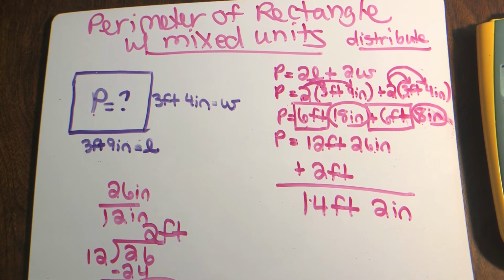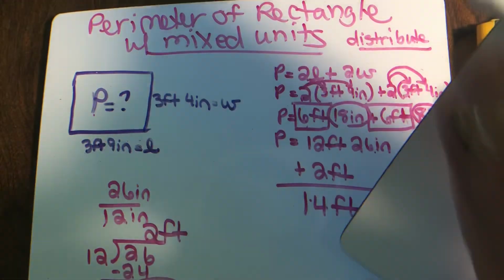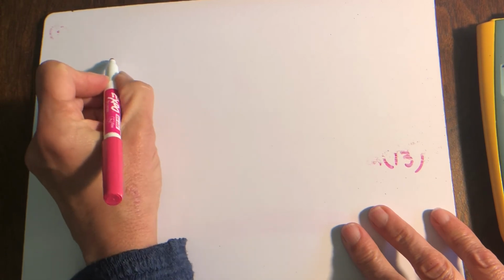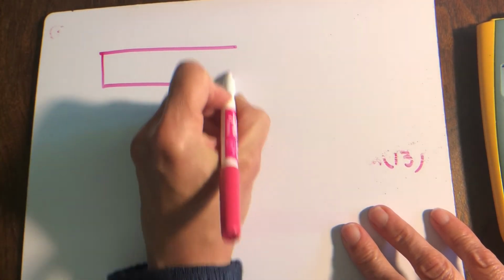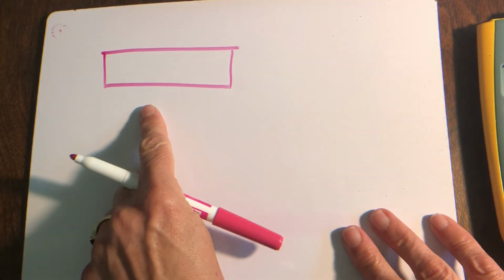Let's see if we can work one more like that so that you've got another one to work from. Okay, so say you've got this problem here. And I want you to find the perimeter. Now you're supposed to know that that is a rectangle.